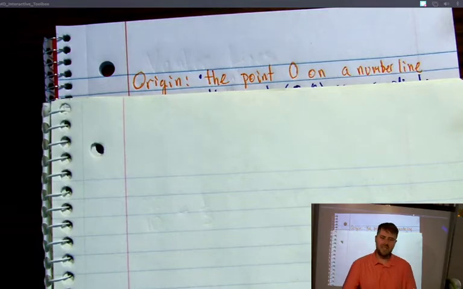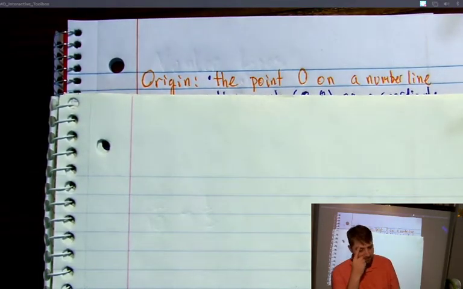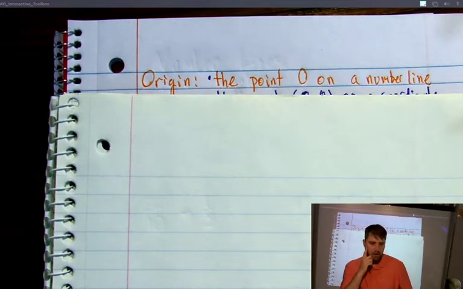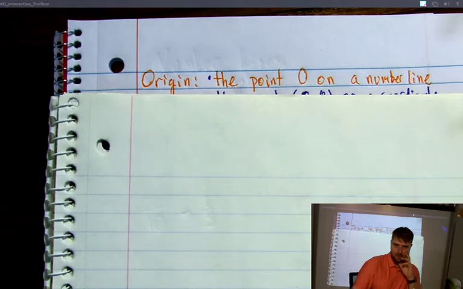And I also want you to think about the word origin. What does that sound like? Where have you heard that before? Well, if you're like me, that kind of sounds like original. And original is something that is the first of its kind, the beginning, the first one. Or if you hear the origin story of a comic book character, that is how they came to be. And that helps you remember in math that the origin is the point 0 on the number line.